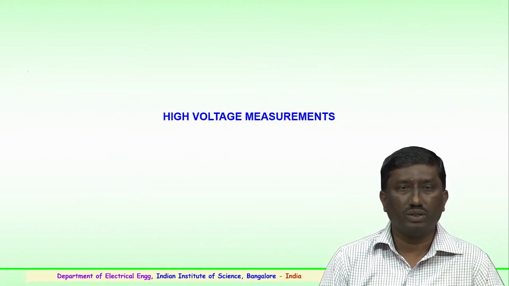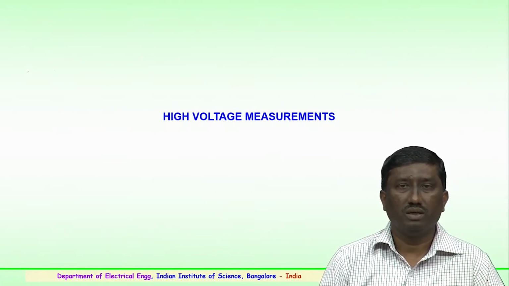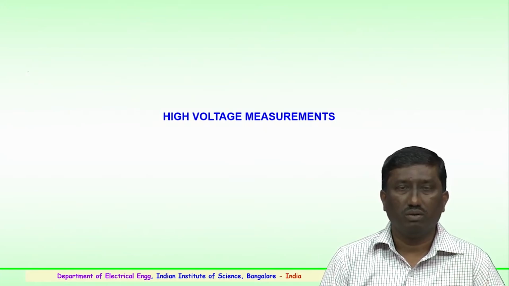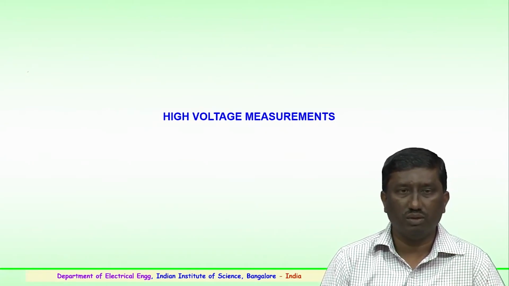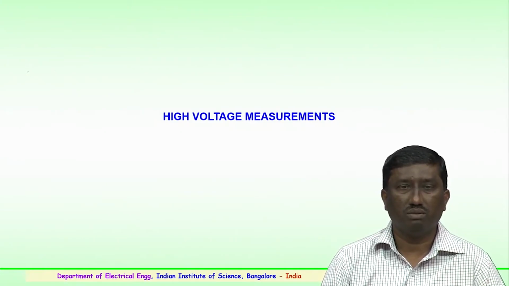So, we will focus on some of the important measurements which are typically used for high voltage AC, high voltage DC, high voltage impulse voltage and impulse currents. We will focus on the importance of the measurement and the measuring systems which have been deployed at high voltage laboratories.